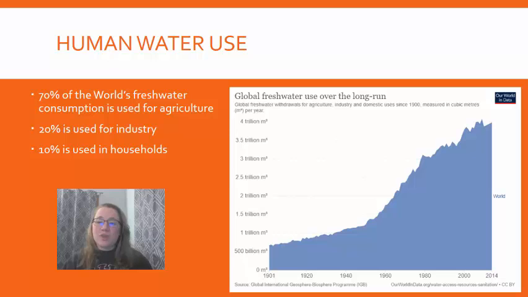So as you can see in this graph, our global freshwater use has steadily increased over the last 50 years or so. Still, we've kept relatively the same proportions, with about 70% of the water being used for agriculture, about 20% being used in industry and manufacturing, and only about 10% of global water use being used in households.